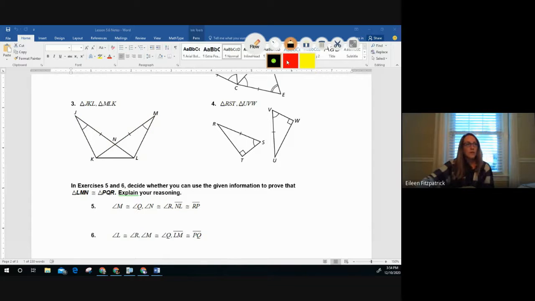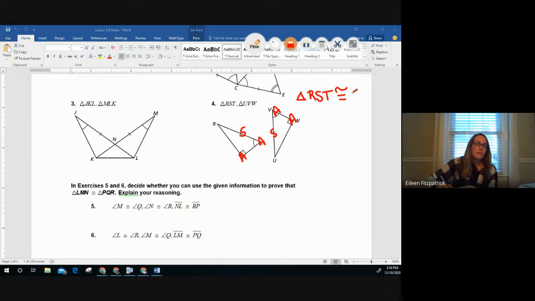So for this next one, I have that angle S is congruent to angle V. I have that angle T is congruent to angle W, and that side RS is congruent to side VU. So I have a side and two angles. It's a non-included side. Two angles and a non-included side. So yes, triangle RST is congruent to triangle UVW by angle, angle, side. All right, let's look at the next problem.